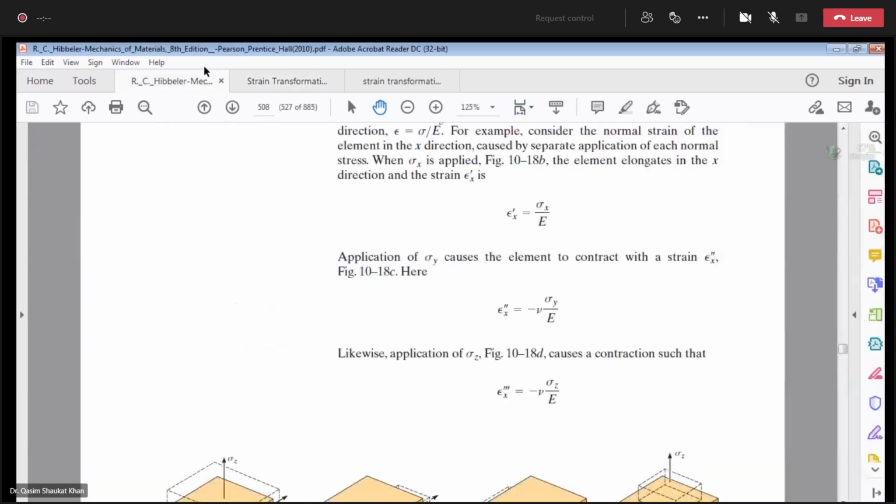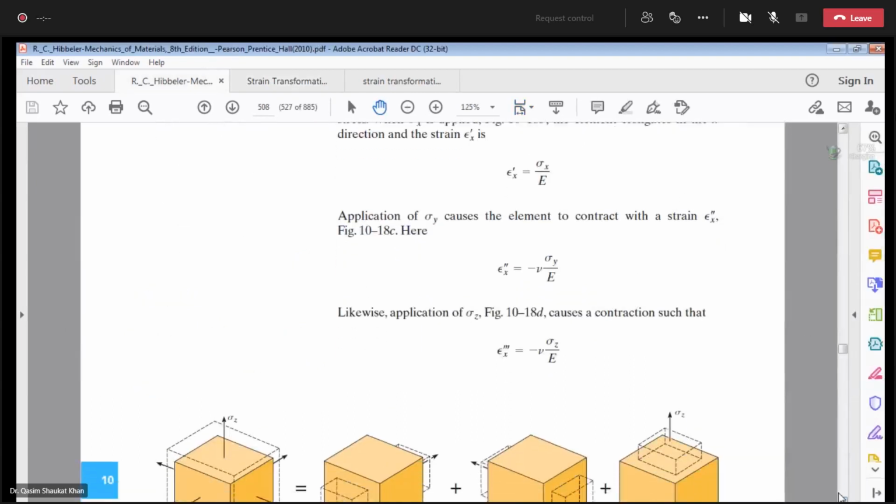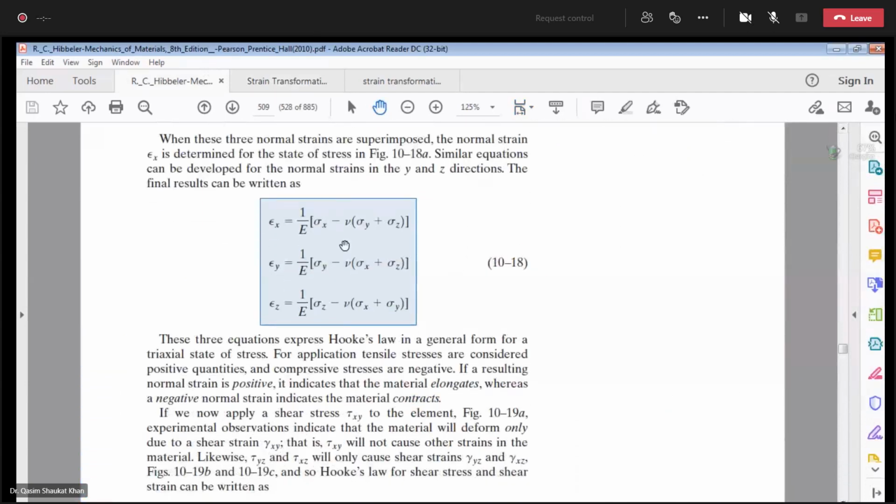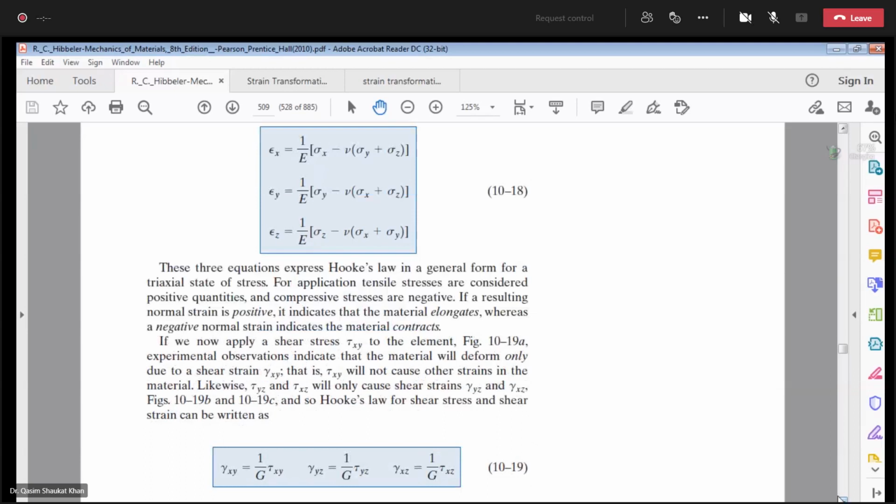Okay, let's come back to the book. So these three equations express Hooke's law in a general form for a triaxial state of stress. For application, tensile stresses are considered positive and compressive stresses are considered negative. If a resulting normal strain is positive, it indicates that the material elongates, whereas a negative normal strain indicates the material contracts. Now this was the normal stress part, sigma x, sigma y, sigma z.